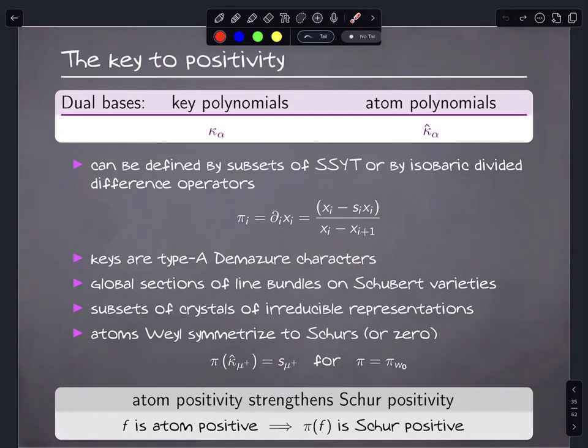So that means that if you have a polynomial that's atom positive, and you Weyl symmetrize it, you get something that's Schur positive. So we think of it as a strengthening of Schur positivity if you have something that's atom positive that's non-symmetric. So that's kind of the key. But otherwise, these are two very well studied bases, and that doesn't mean they're easy, there are still unknown questions, but whatever. They do have all the nice features of Schur functions.